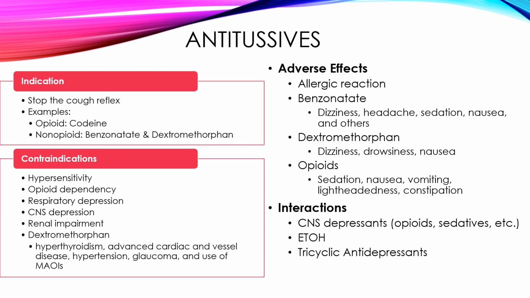Interactions, we already know, CNS depressants when it comes to opioids. But then alcohol. Don't worry about the tricyclic. We're not doing that yet till psych. But the ETOH just means these aren't good medications to take and drink alcohol at the same time, especially the opioids. But we know that already.